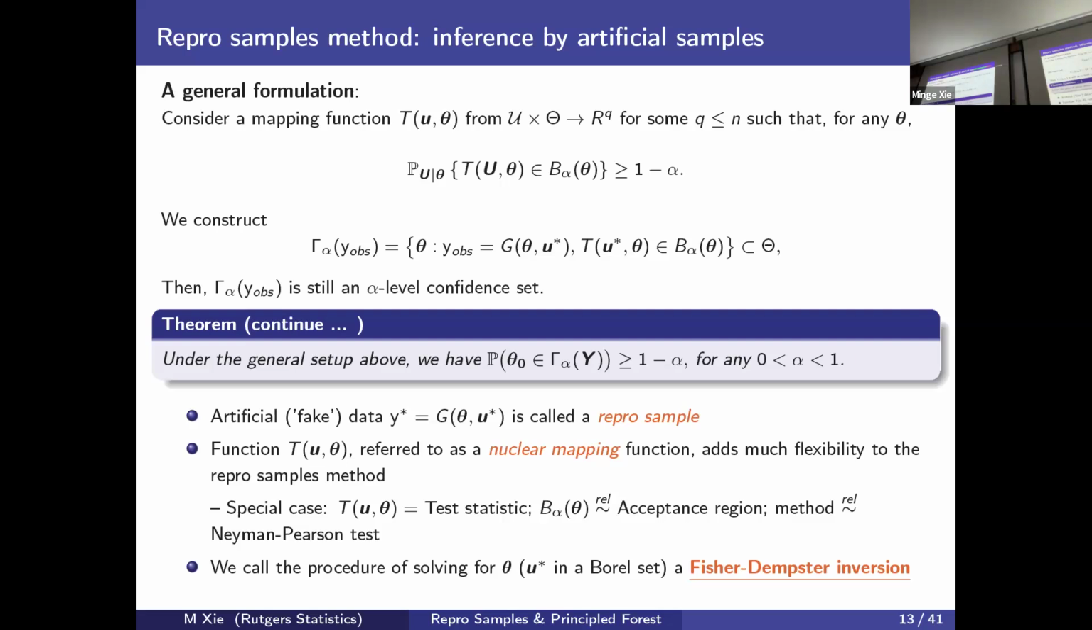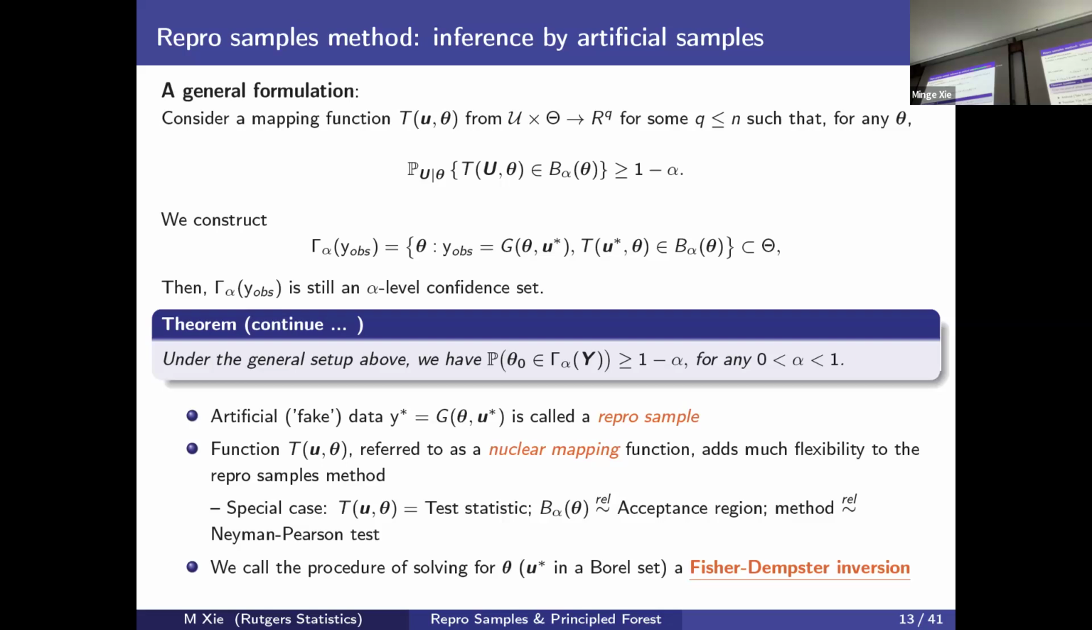Then I construct my confidence set the same way, by doing the inversion. This is basically inverting the Borel set again, and that's guaranteed to work. And then this is why we call it the Repro samples method: it uses artificial, fake data.